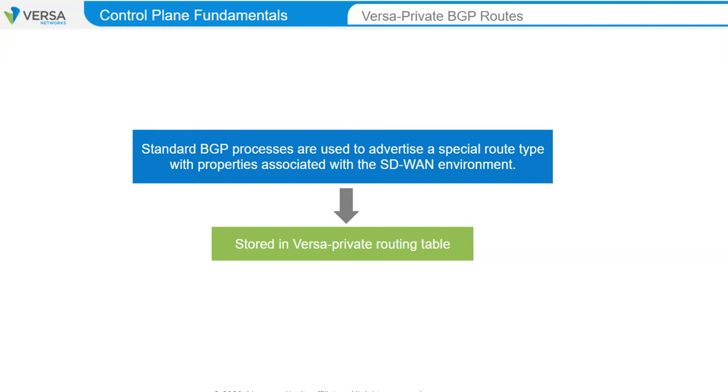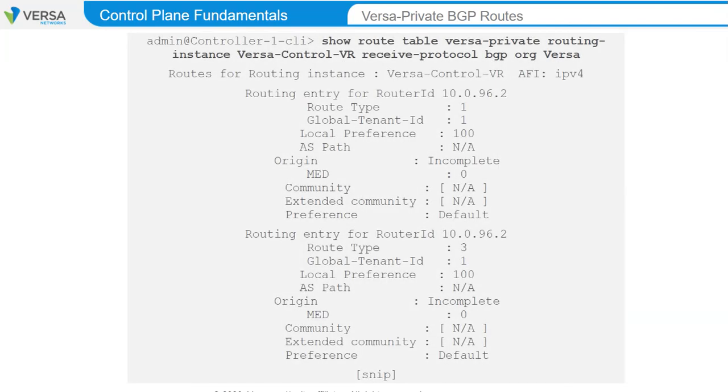If you look at the example on the slide, you'll notice that the Versa private routes don't list an IP prefix, but have information associated with a router ID or a node in the network. Some of the information associated with each node in the network includes the global tenant ID and route types. Other information that is carried in the route can include circuit information and encryption key information, which is not displayed by the show route commands.